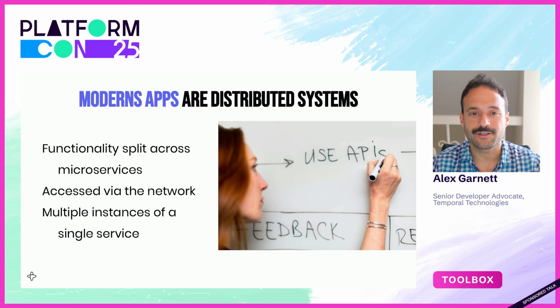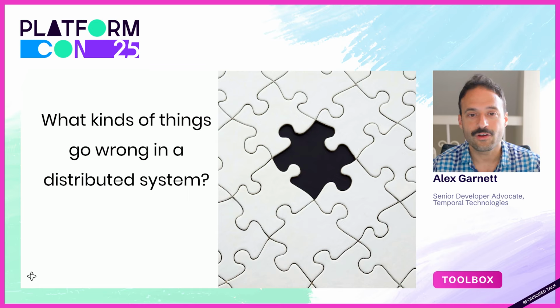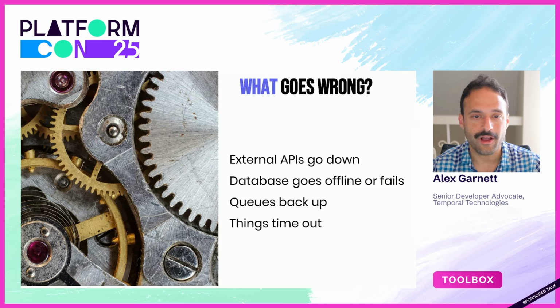So, modern applications are generally distributed systems. What this means is they may have their functionality split across multiple microservices, accessed via a network, and you're probably running multiple instances of a single service for failover and replication. What kinds of things go wrong in these distributed systems? Well, external APIs might go down, your database could go offline or fail over temporarily, queues could back up, and things could time out. A lot of modern applications just wind up being queues on top of queues on top of queues for this reason, and that's often an architecture bottleneck.